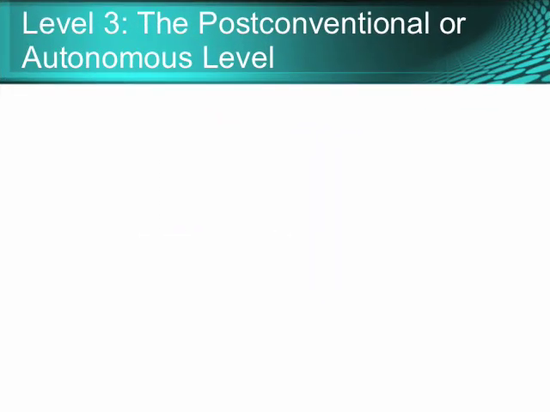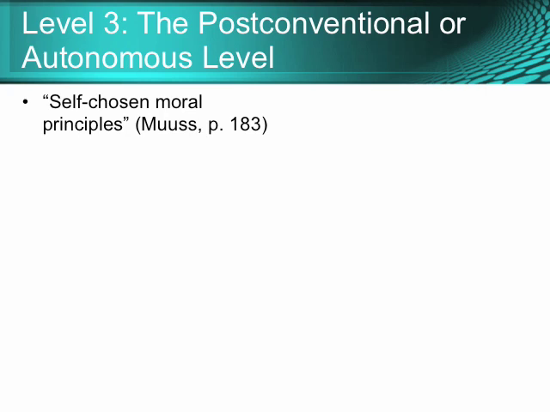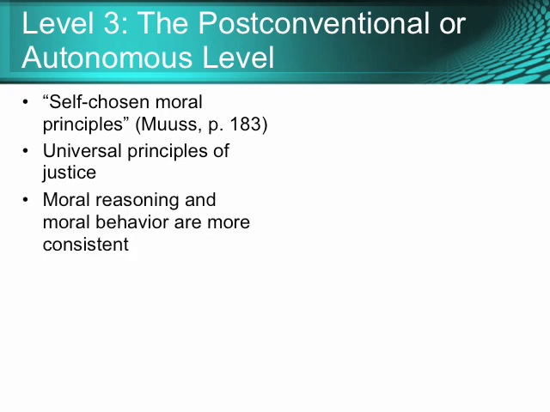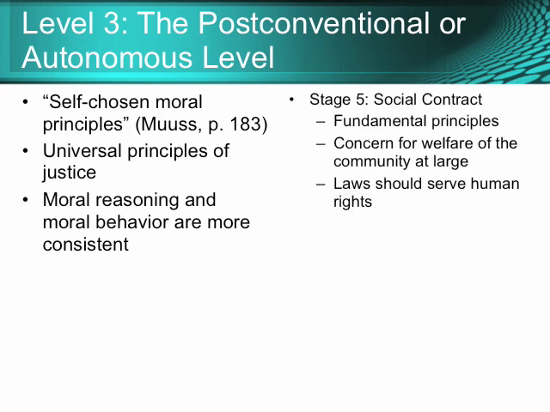Level 3 is the post-conventional or autonomous level. Autonomy relates to independence. So these are self-chosen moral principles, universal principles of justice. So moral reasoning and moral behavior are going to be more consistent, more likely to behave in ways that are consistent with our high moral principles. So stage 5 is the social contract, based on fundamental principles, concern for welfare of the community at large, and the belief that laws should serve human rights.